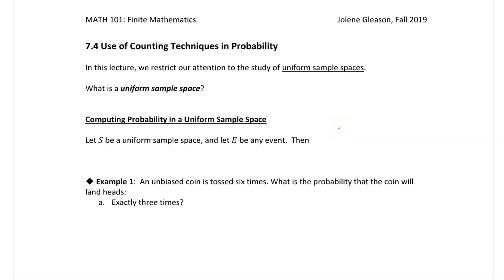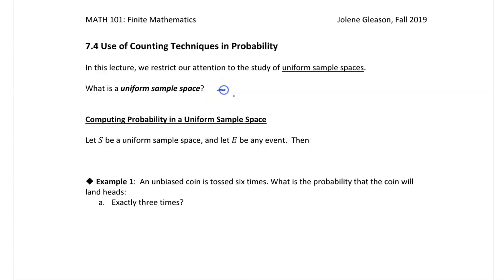All right, so now we're going to move on to the use of counting techniques in probability. And in this lecture, we're going to restrict our attention to the study of uniform sample spaces. So, okay, what is a uniform sample space?